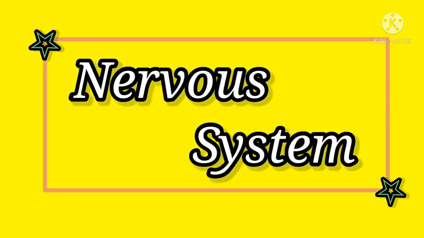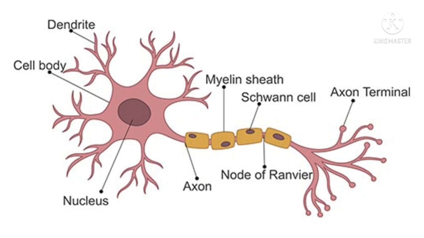Children, in our body, one system controls and coordinates various body activities in a proper manner. Can you tell me which system controls and coordinates various body activities? That is the nervous system. Now we can see the nervous system. The nervous system is made up of nervous tissues. It is formed of three distinct components: neurons, neuroglia and nerve fibers.